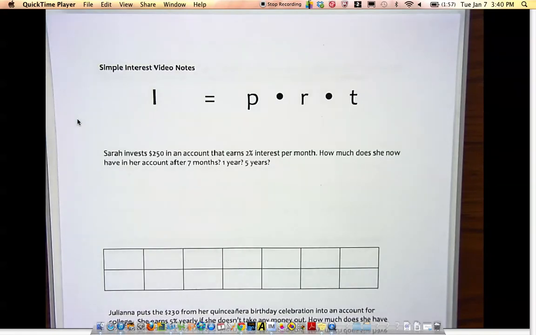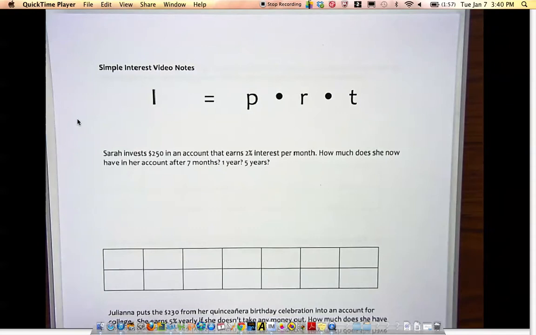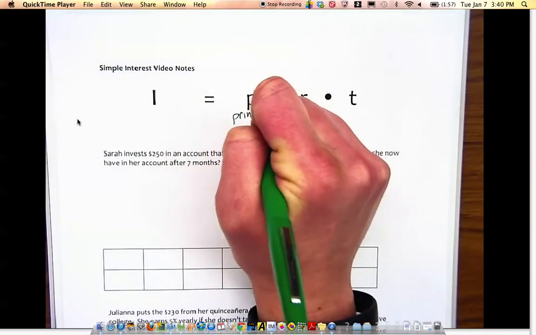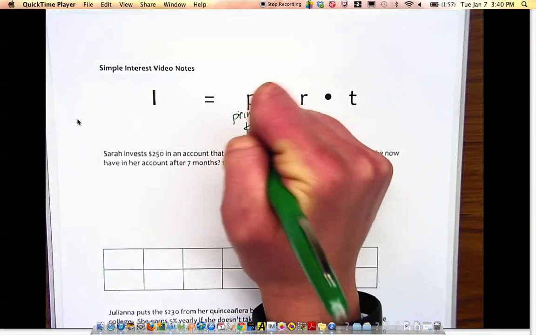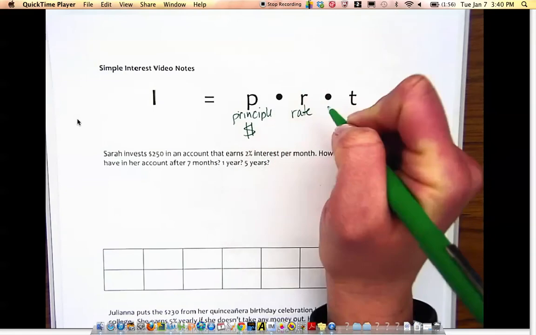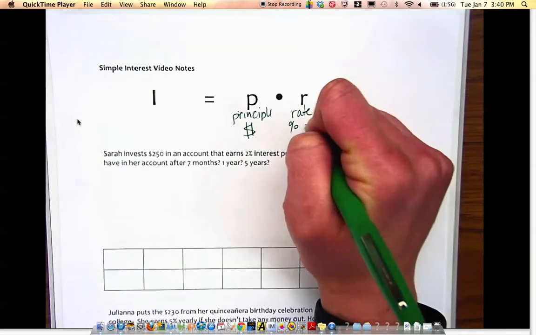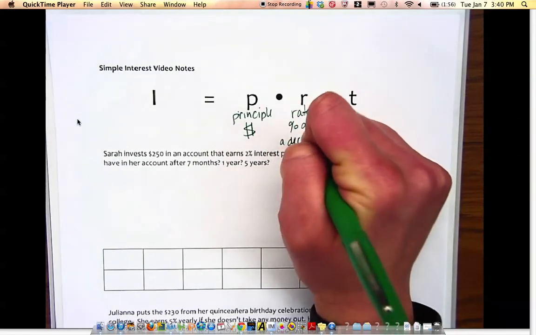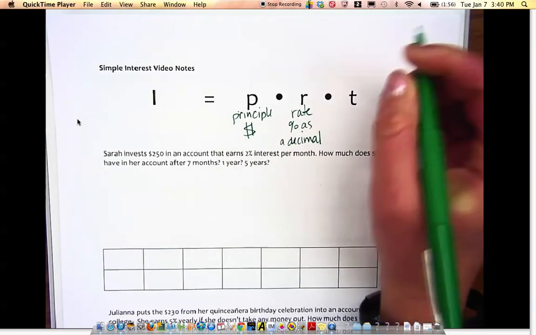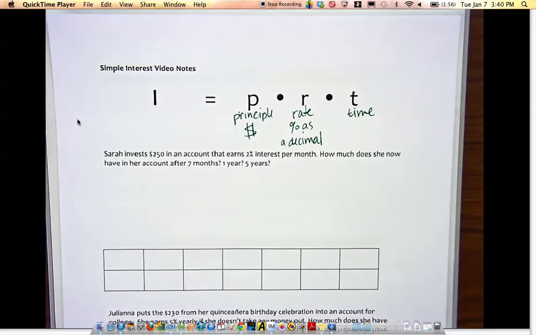The formula that you need to know for interest is I equals PRT. P is principal, the money that you have invested. R is the rate at which it's being invested. This is going to be a percent, and you're going to write the percent as a decimal for our calculations. And T is for time, how long your money is invested.